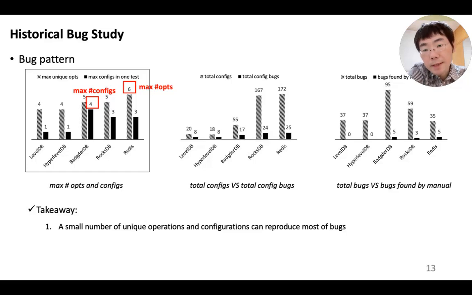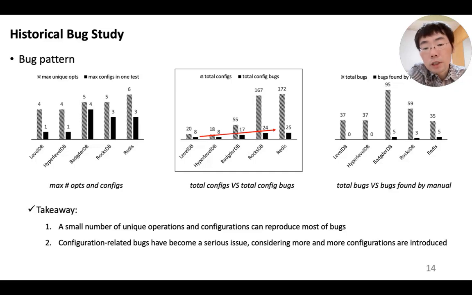For the bug patterns, first, we find that a small number of unique operations and configurations can reproduce most bugs. For example, the maximum number of configurations in the test cases is 4. The maximum number of unique operations is 6 to reproduce all historical bugs in the studied key-value stores.